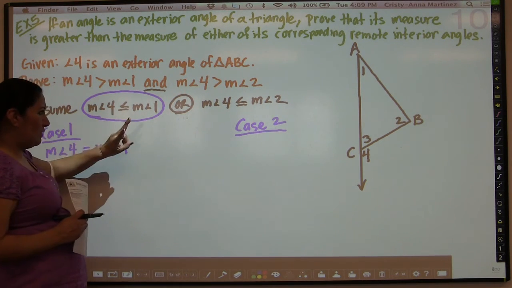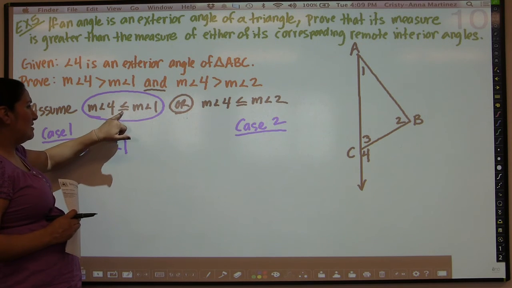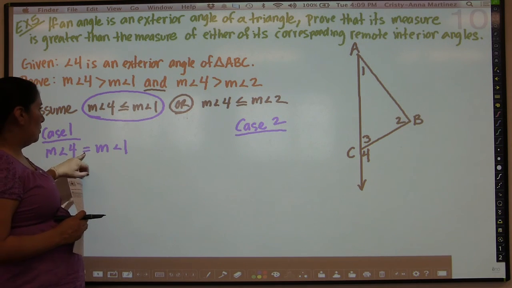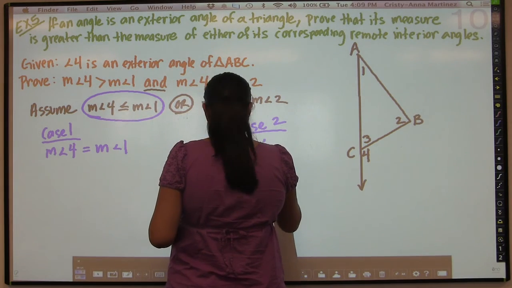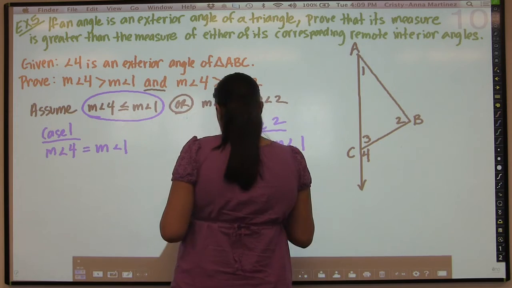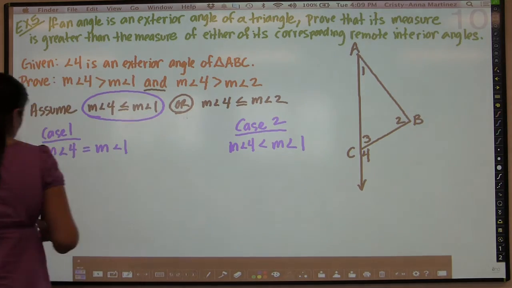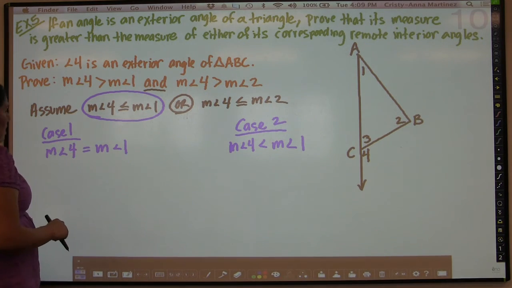But this guy has two pieces to it. It's less than and it's equal to. So here I'm going to do the equal to, and over here I'm going to do the less than. Like that. Okay? Case one's actually the easier one.